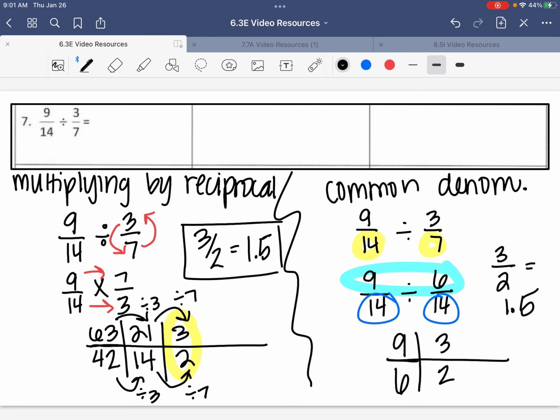So either way, we get the same answer, just using different strategies. Thank you. Have a great day.